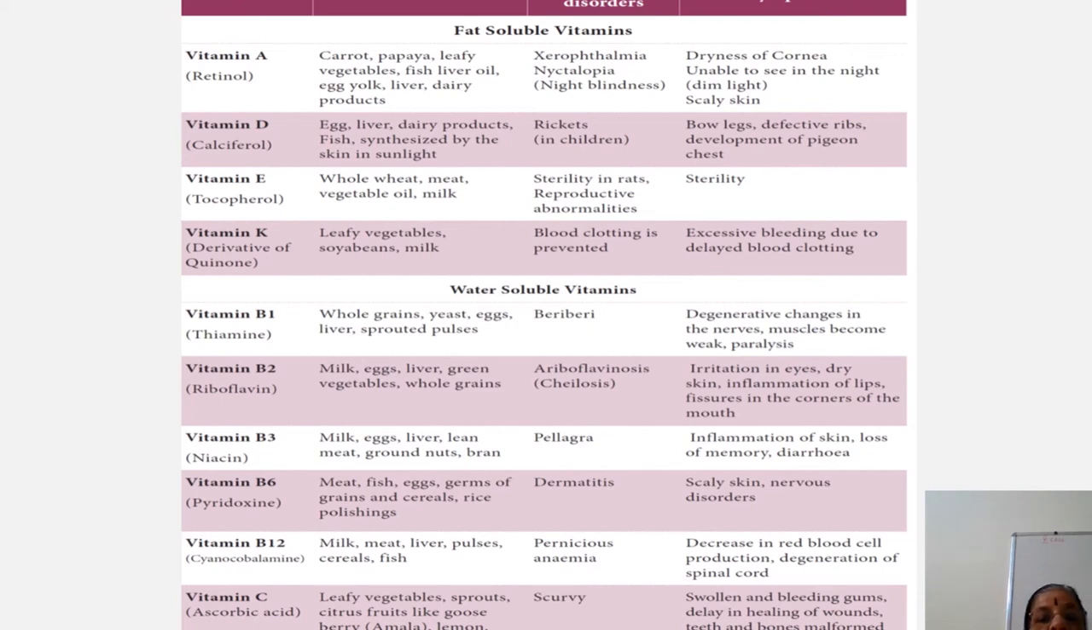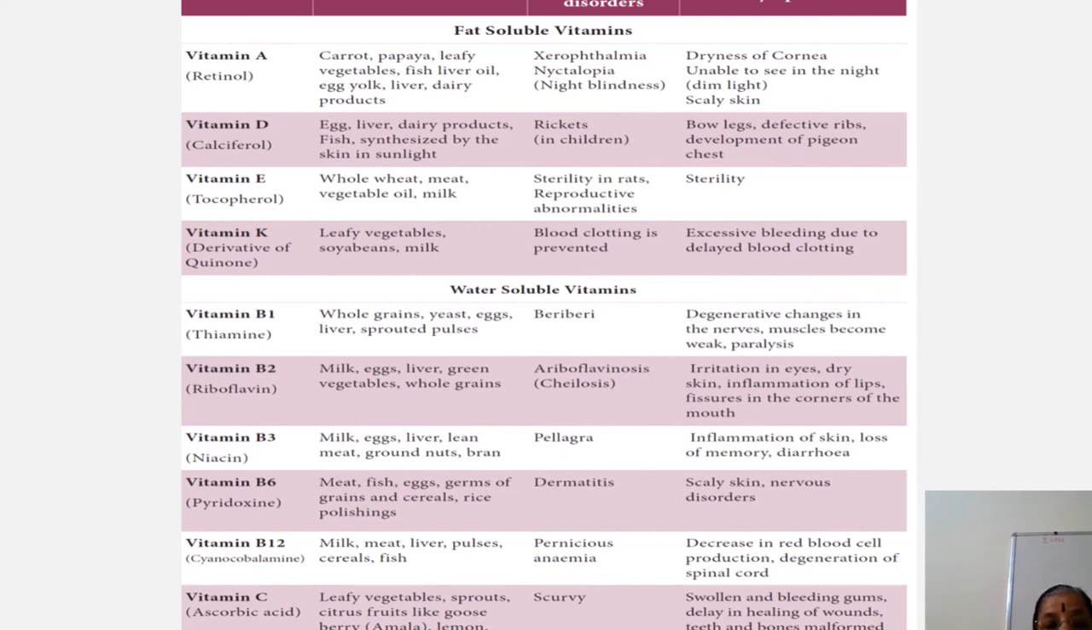Vitamin E, tocopherol: sterility in rats and abnormality in the reproductive system. And vitamin K: blood clotting is prevented. Deficiency of vitamin K must not happen, because it stops blood clotting and causes excessive bleeding due to delayed blood clotting. Right? So these are all fat soluble vitamins: A, otherwise called retinol; D, calciferol; E, tocopherol; and K, derivative of quinone.